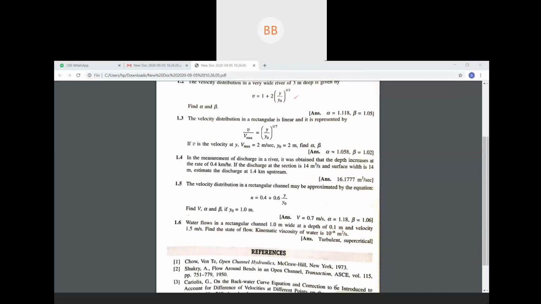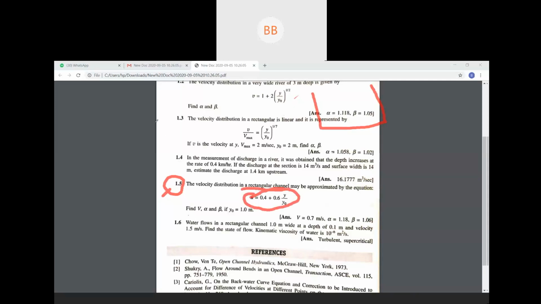Okay, sorry for the delay. So we are going to solve questions 1.5. Okay, so the solution of these questions is not there in the PDF that I have given. So I suggest you kindly solve these questions on your paper. So what is given here? The velocity distribution in a rectangular channel, and the equation is given, this is for your small v.